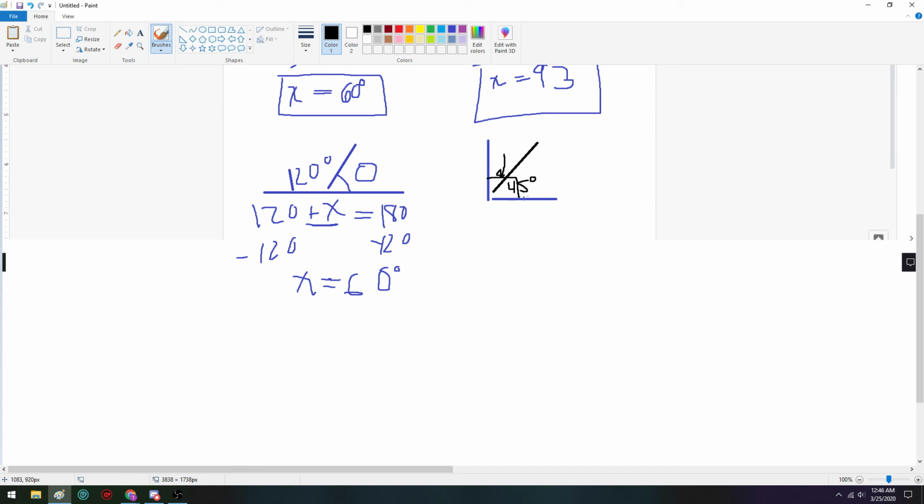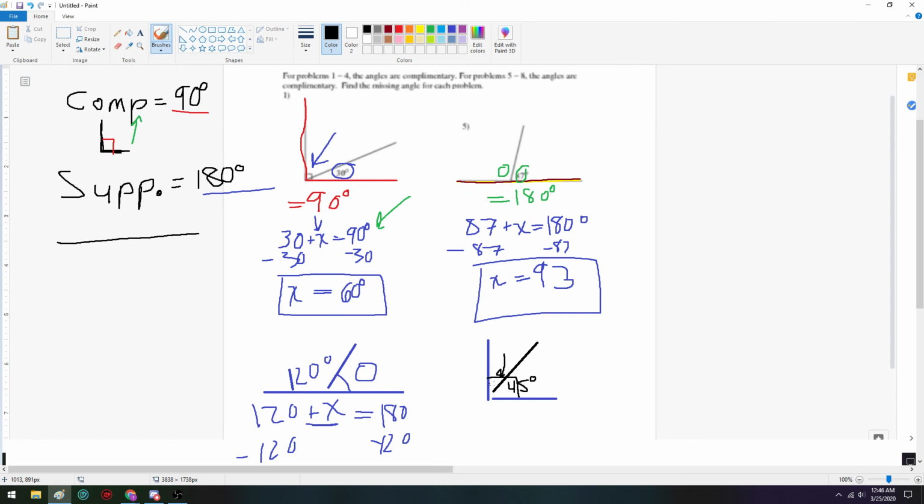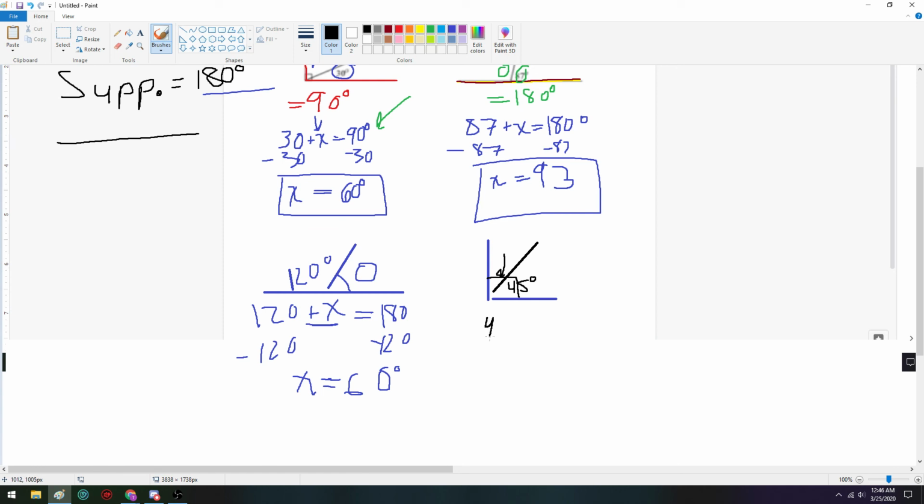So again, we know that it has that right angle there, the one that has 90 degrees, so it's going to be complementary. So we're going to say 45 plus x equals 90. We can subtract 45 from both sides. And we get, what's 90 minus 45? If you need a calculator for this, please feel free to use it. And you should get 45 degrees as your answer.